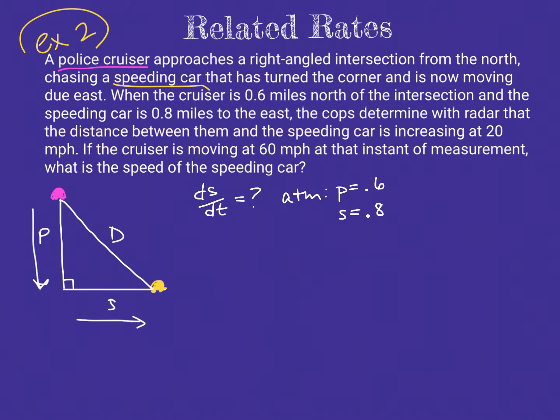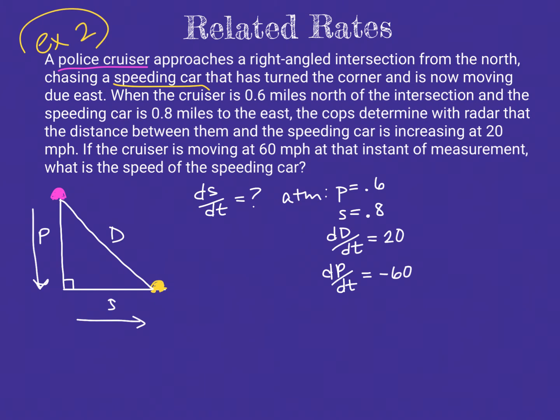We know that the distance between them is increasing at 20 miles per hour, so that would be dD dt is 20, and it's increasing, so it's going to be positive. Then an interesting idea is we know the cruiser is moving at 60 miles per hour. The cruiser is moving down towards the intersection, so its distance to the intersection is decreasing. Therefore, we are going to call dp dt negative 60 because its distance to the point that we care about, the intersection, is decreasing.